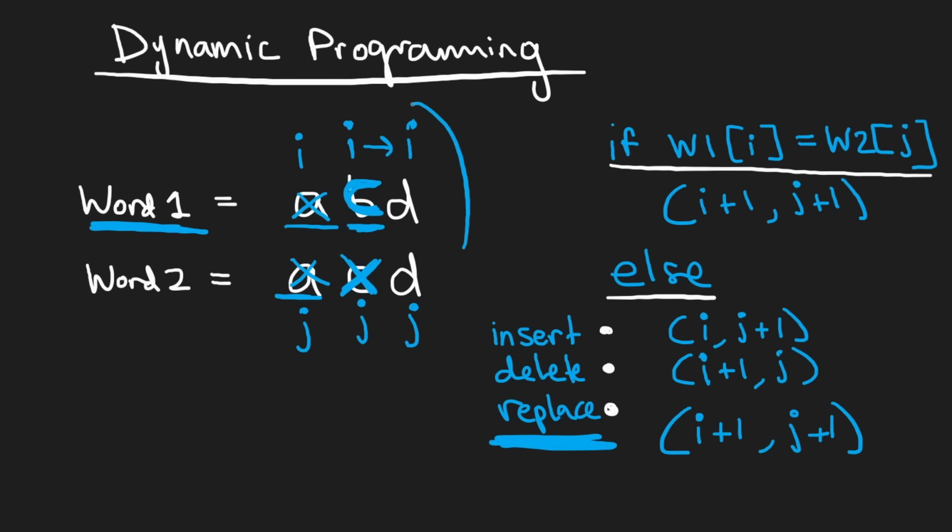So now we shifted our pointers to the next position. We see D and D, they match each other. So this is the statement that's going to execute. And we know that takes 0 operations. So we're going to increment both pointers by 1. J is going to be over here now. I is going to be over here.